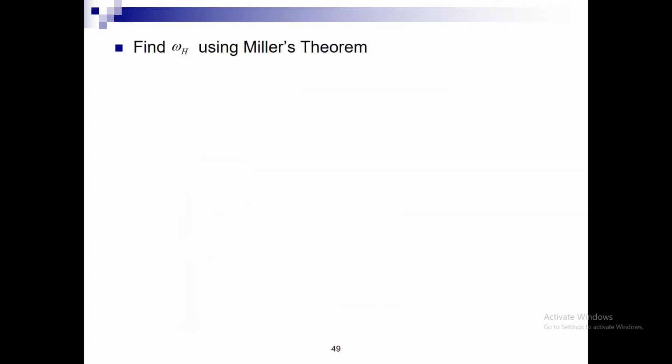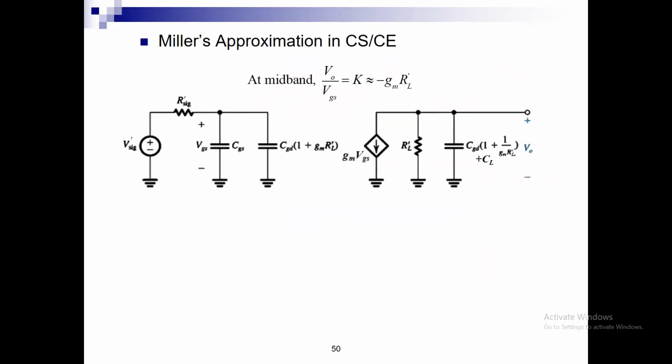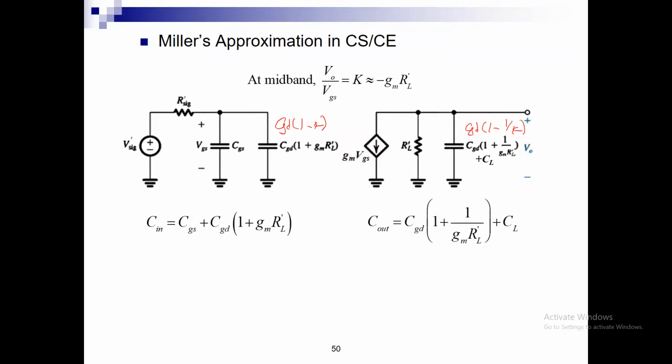Now what happens here is, when we apply this approximation, we know the mid-band gain is minus GMRL prime. So CGD will be multiplied into 1 minus K here, and it will be multiplied into 1 minus 1 over K on this side. And we said last time, this means that I will have a total input capacitance Cin, and I will have a total output capacitance, which is the sum of C load and CGD into 1 minus 1 over K, C out.